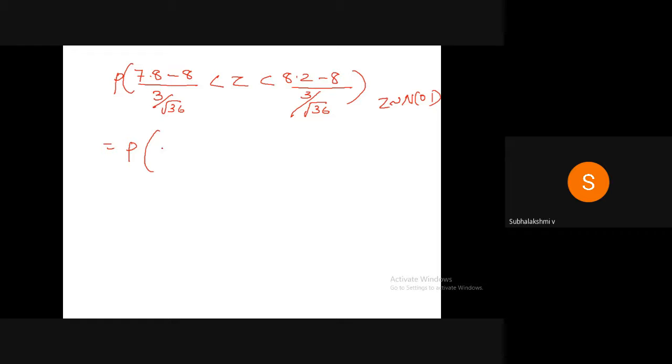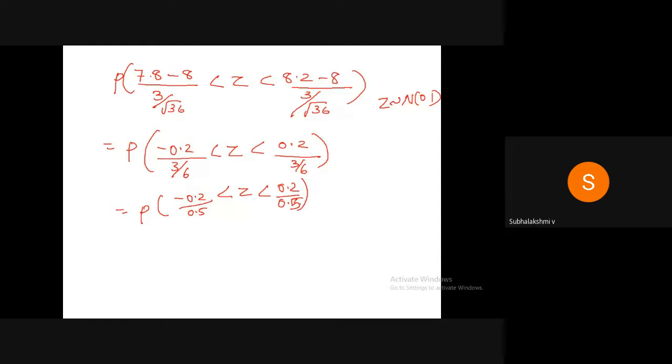Probability of 7.8 minus 8, which is minus 0.2, divided by 3 by root 36, which is 6, less than z less than 0.2 divided by 3 by 6. Three by 6 is 1 by 2, which is 0.5. So it equals the probability of minus 0.2 divided by 0.5, which is minus 0.4, less than z less than 0.4.